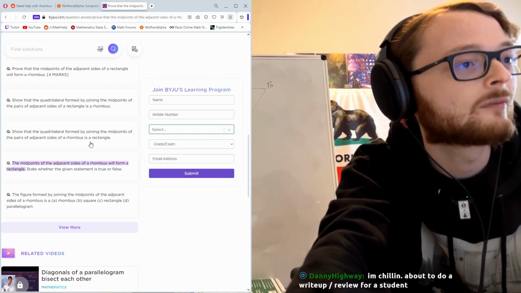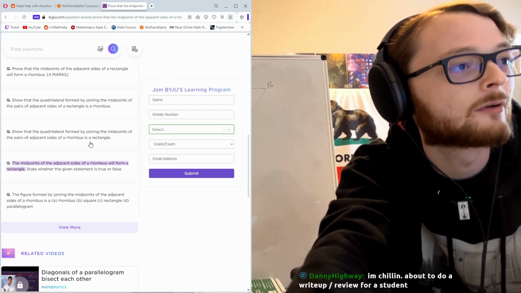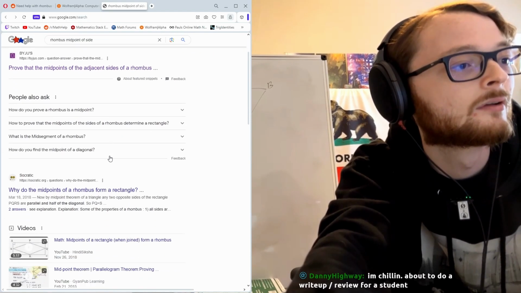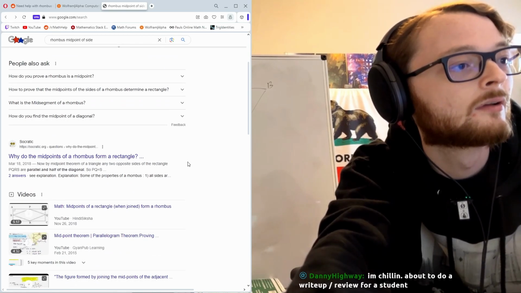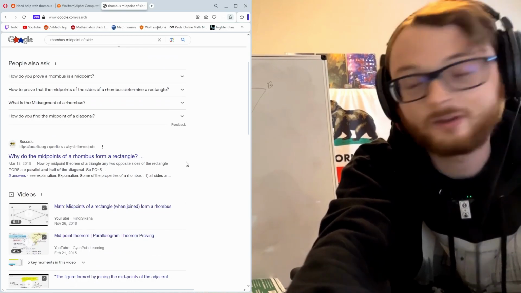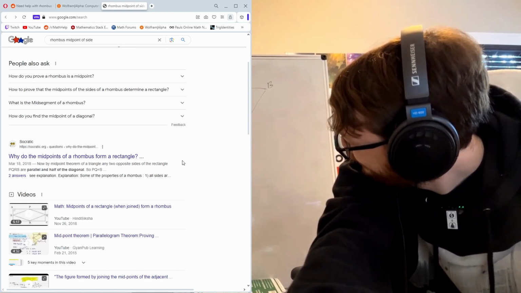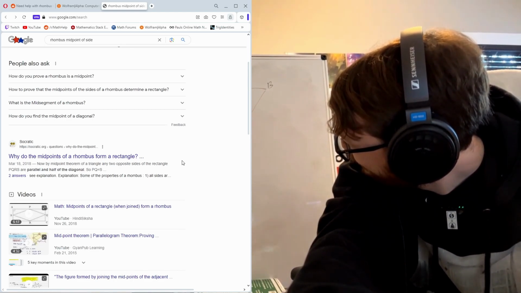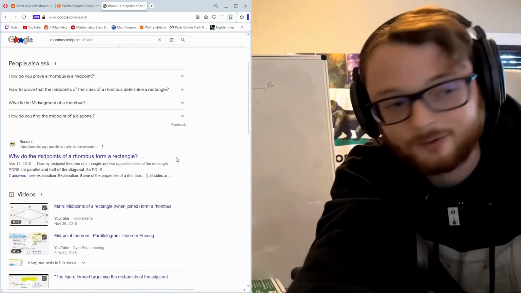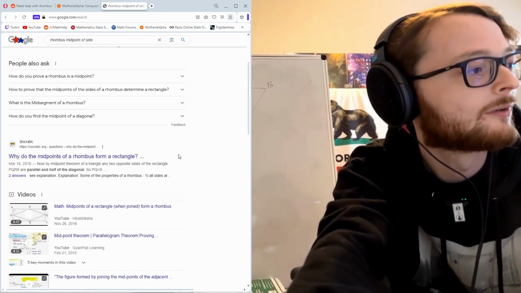The midpoints of adjacent sides of a rhombus will form a rectangle. That's not helpful here. Is it? No. I don't think that's any relation with the other lines.